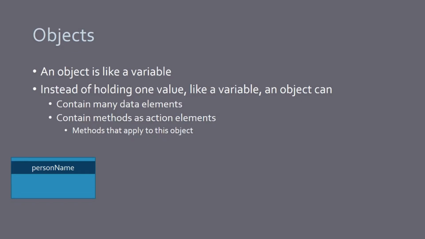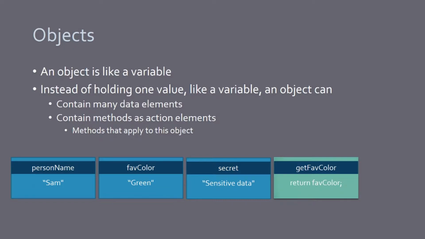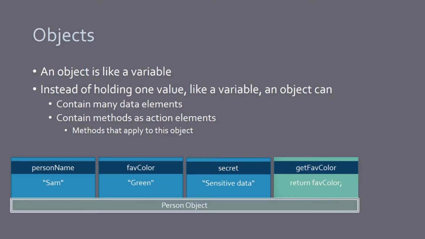So instead of just having a standalone person name like Sam, we can add some other information about a person and some action items, some methods that let us interact with our person object. So this gives us a way to create some cohesive data that belongs together along with the actions that can be applied to that data.